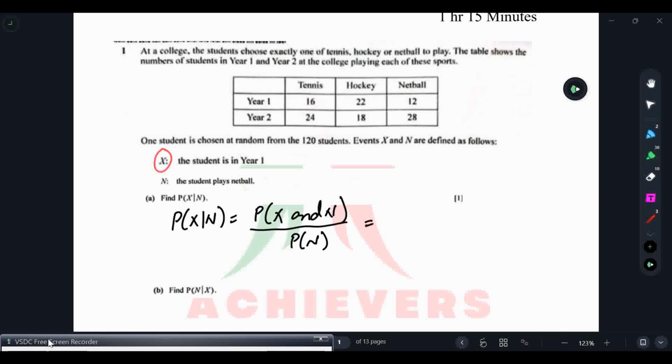Now let me find out the probability of the student in year 1. So this will be 12 divided by the total. Now we have a total of 120 students, so 12 divided by 120. This will be the probability of students in year 1.